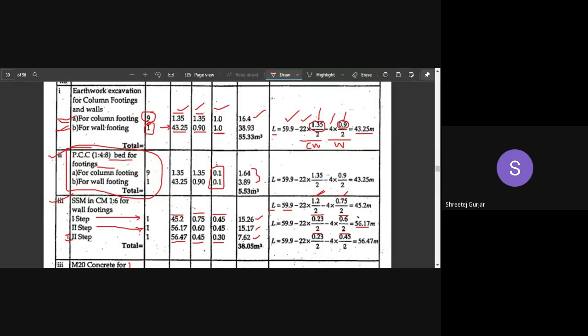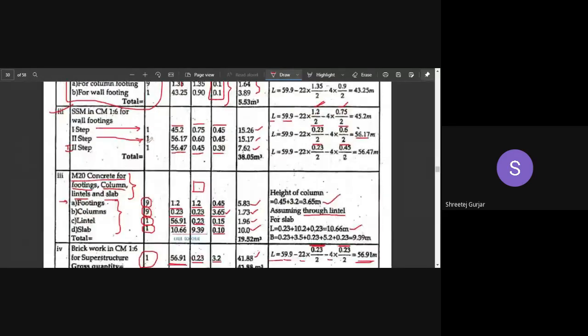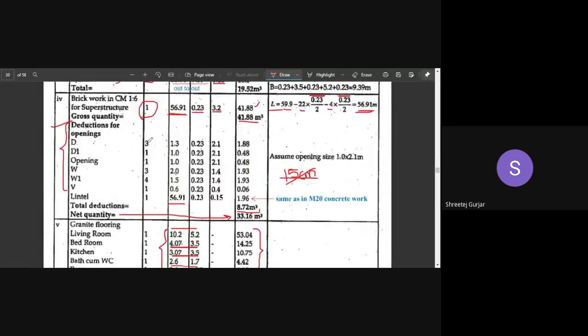Okay, so the doubt is cleared. The PCC bed we have calculated will be the same as for earthwork in excavation. These quantities are the same, only our thickness will vary. Only this quantity will vary. I just told you. Okay, I hope this part is clear.